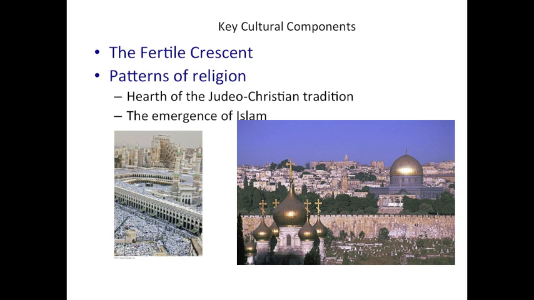The one on the left is of the Kaaba in Mecca. That is the holiest site for Islam. If you look to the right, what you see is the landscape of Jerusalem, and this slide is a wonderful example of Orthodox architecture, Islamic architecture, Christian architecture, and Judaic architecture.